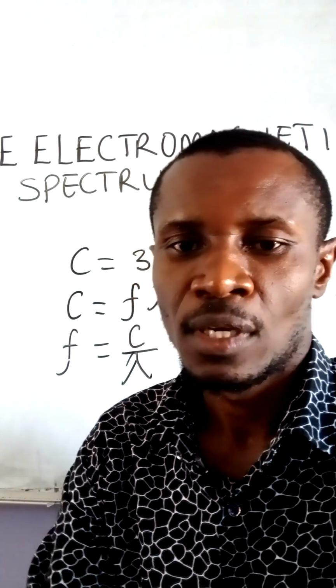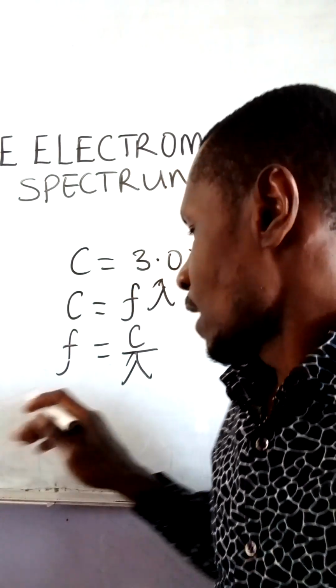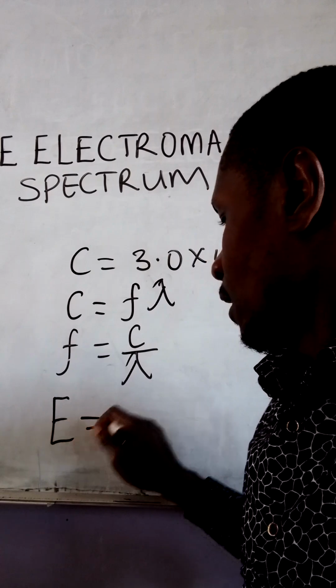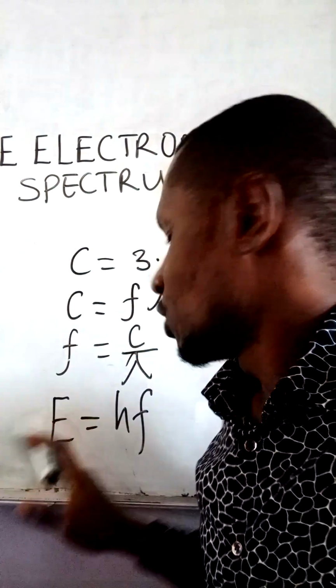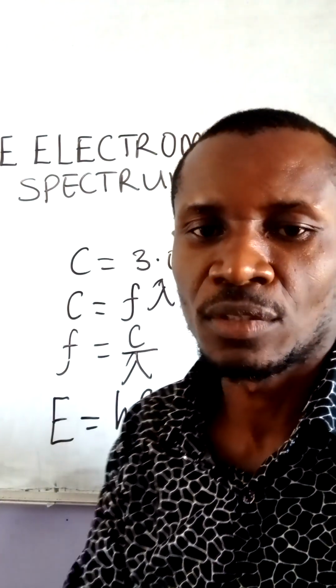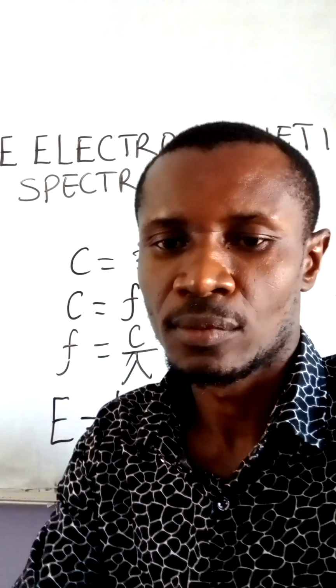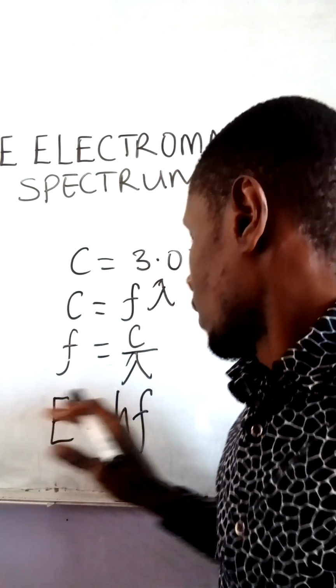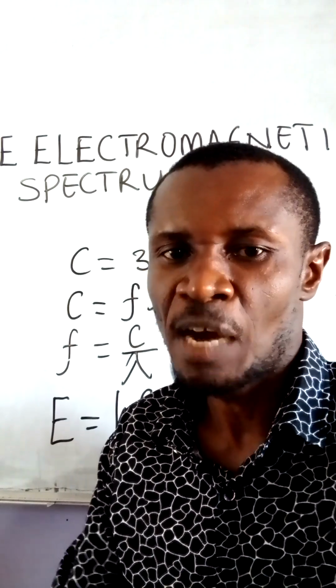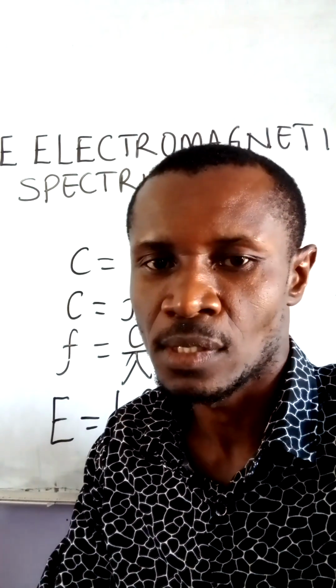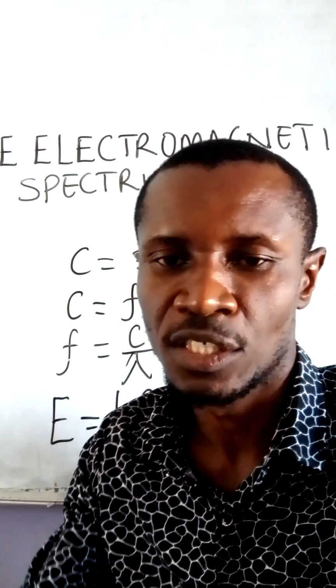In addition, electromagnetic waves carry energy, which is given by E = hf. So this is the energy of an electromagnetic radiation, also called the photon. Now, the greater the frequency, the greater the energy it carries. For instance, gamma rays, which have the highest frequency, will have the highest energy.